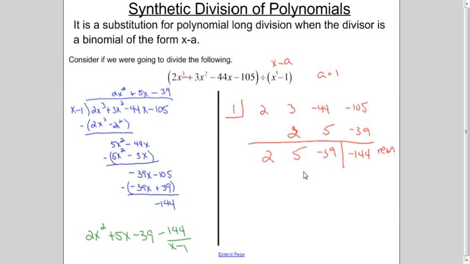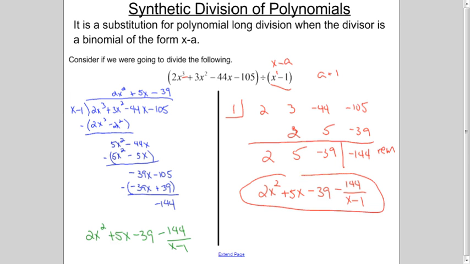So I'm going to go from cubed to squared, and then you'll see that I will write 2 as the coefficient of my x squared term, plus 5, my coefficient of my linear term, minus 39 is the constant, and then the remainder of negative 144 over the original expression of x minus 1. And you in fact see that's the same answer I would have gotten by polynomial long division.